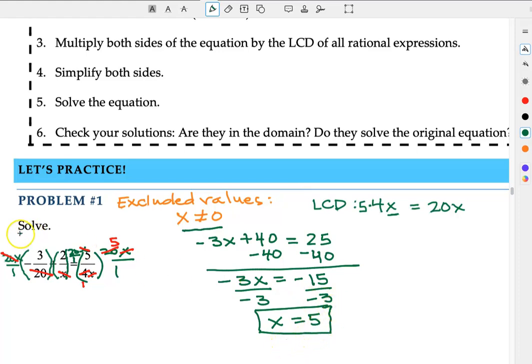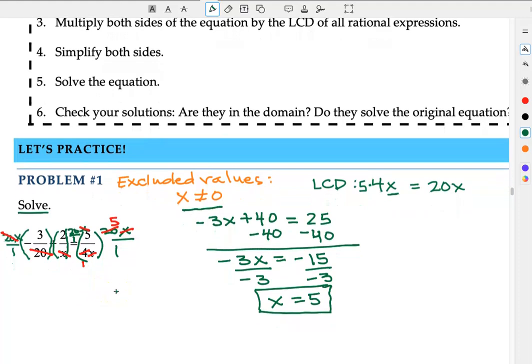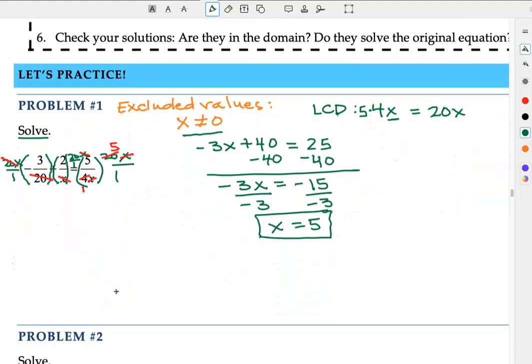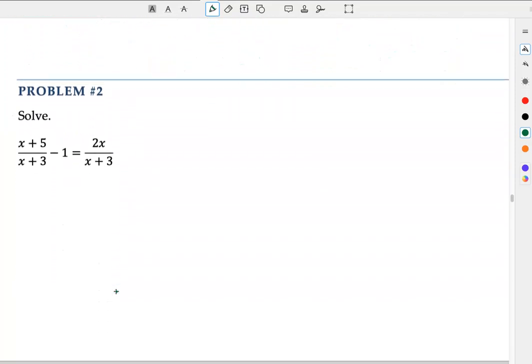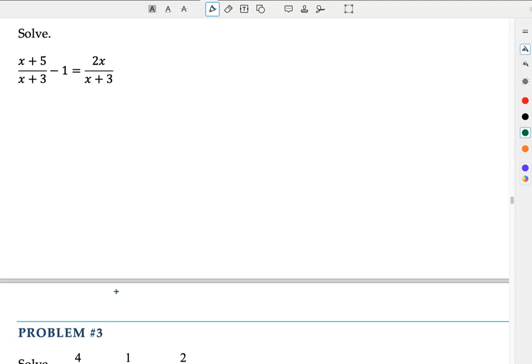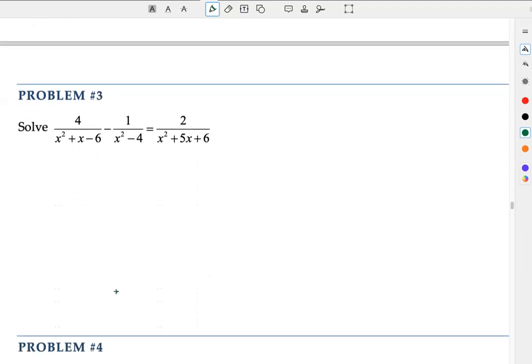And remember, with any kind of problem that says solve, you can always take the answer that you get for x and put it back in place of x and make sure that both sides of the equation say the same thing. That's what we're going to be doing on this. And so let's take a look at, let's go to this one.